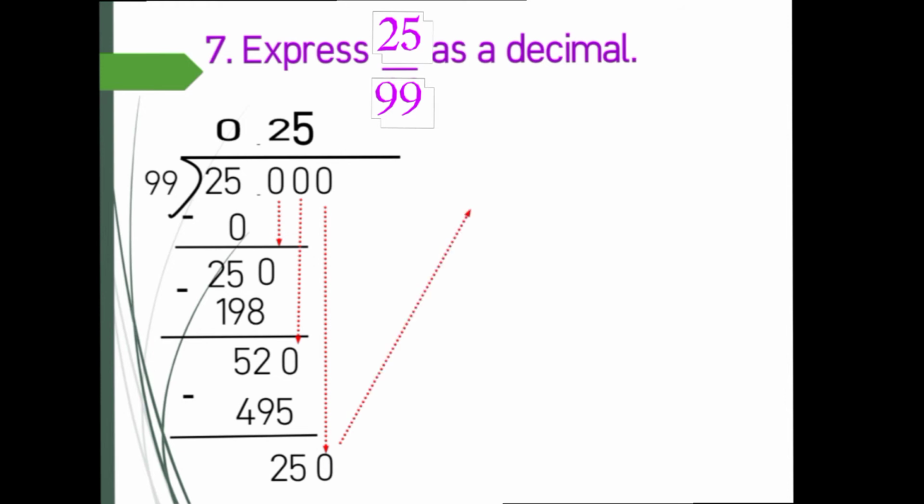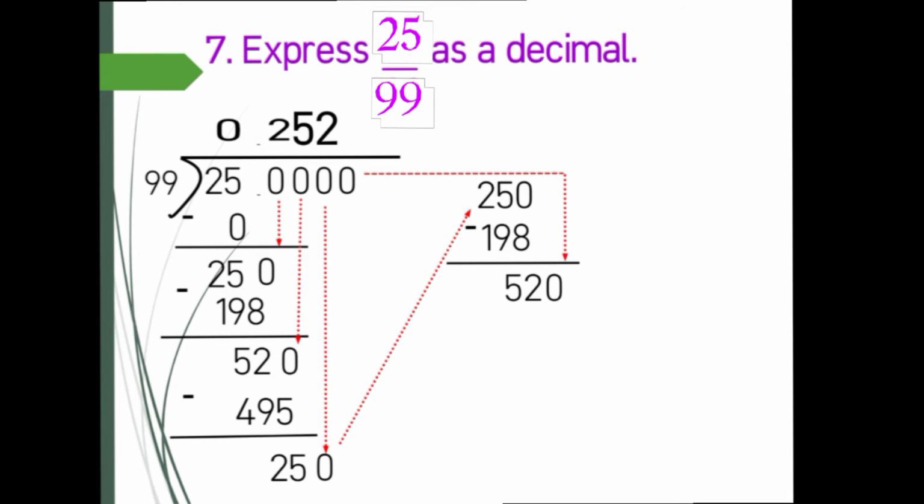Ilipat natin sa kabila, di na kasya. So, magiging 250 siya dyan. And then, 250 divided by 99 is 2. 2 times 99 is 198. Subtract natin, magiging 52. And then, add another 0, bring down, magiging 520. And then, 520 divided by 99 is 5. 5 times 99 is 495.